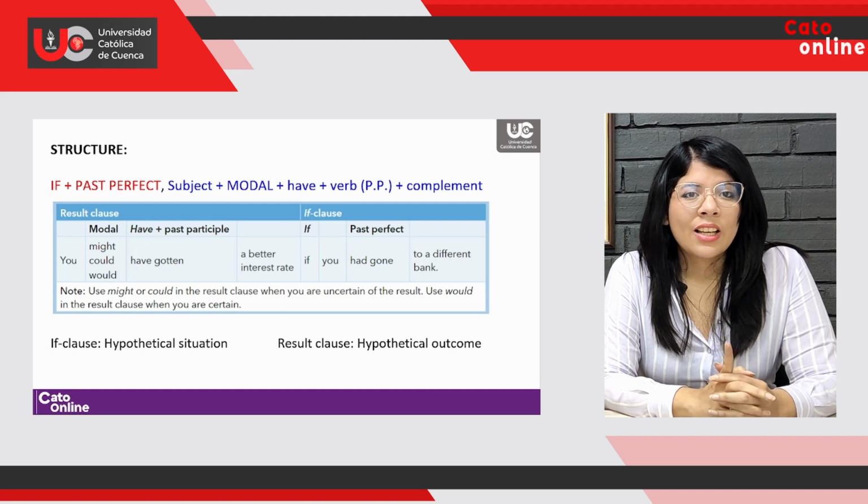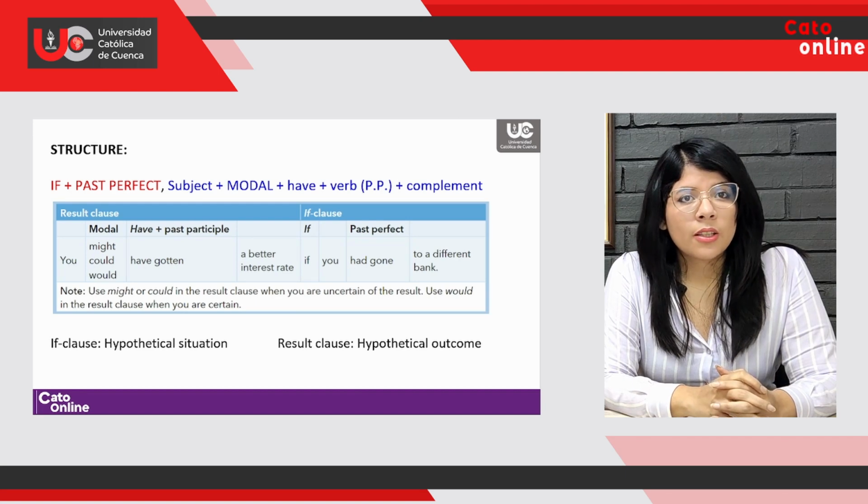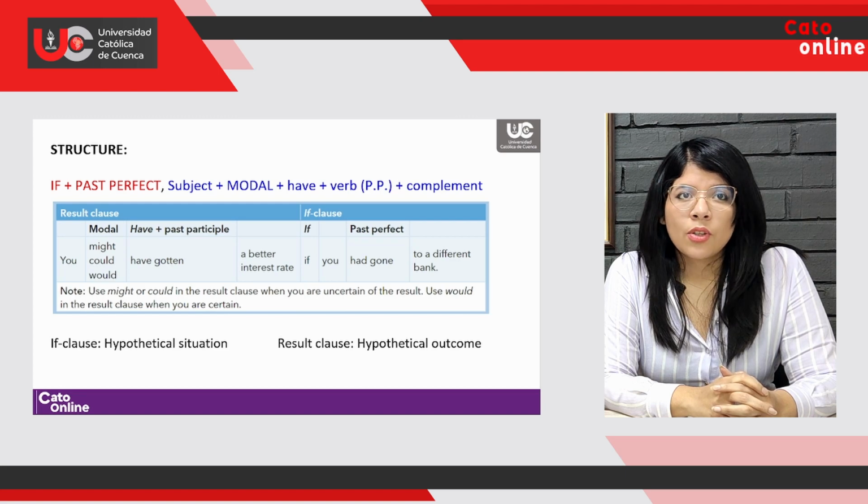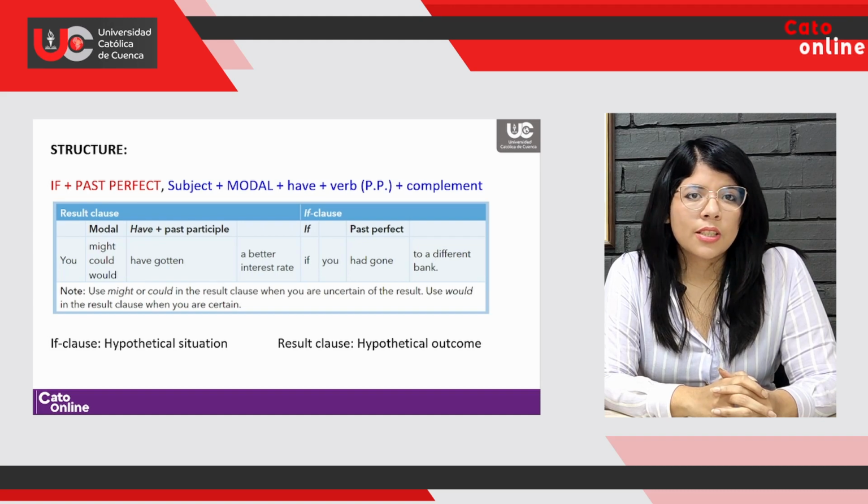Okay? Here, when we talk about the modals that you can use, remember that you can use might or could in the result clause when you are uncertain of the result. But you can use would in the result clause when you are certain. All right? Excellent. So let's continue.